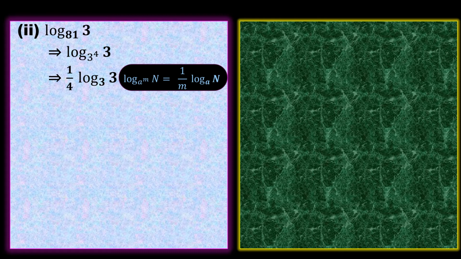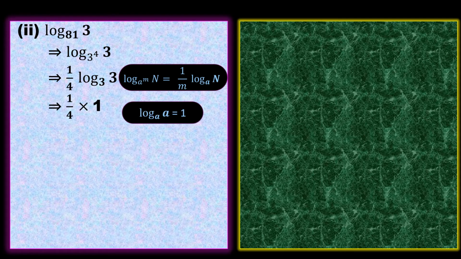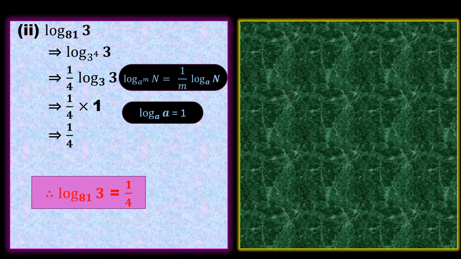So if a power and base are same, its value is 1. So 1 by 4 into 1. So anything multiplied by 1 will give you the same number. So it is 1 by 4. So your answer is 1 by 4.